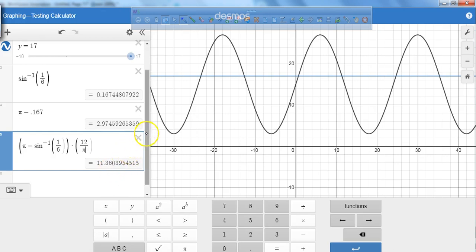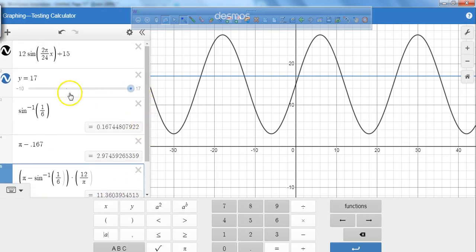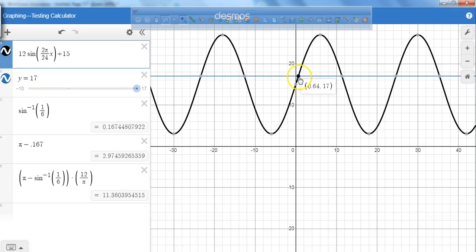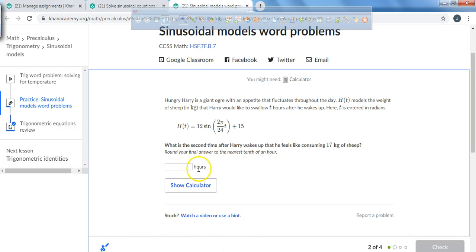And I get 11.36. Now what I've done up here is I've typed in the function that we started with right here. I've said y equals 17, and you can clearly see right here, the first time the ogre's hungry is 0.64, but the second time that he's hungry is 11.36. So if you're trying to get good at interpreting what it's asking me to do, if I had to do it by hand, this is how I would do it by hand. If I had access to a graphing calculator, this is how I would do it in the graphing calculator. So 11.36 hours, rounded to the nearest tenth of an hour.